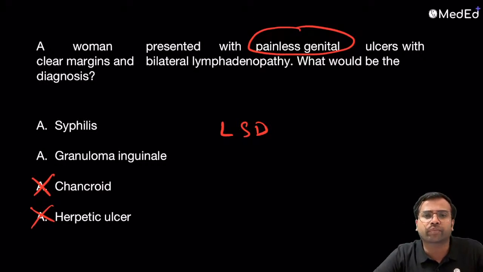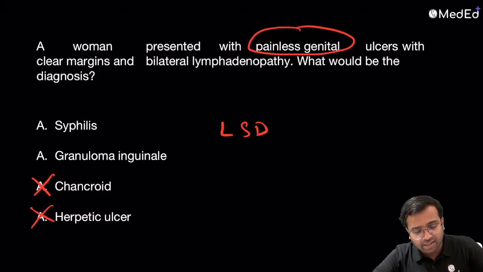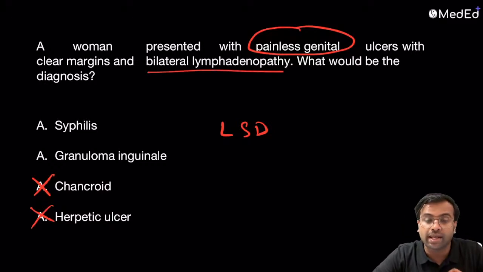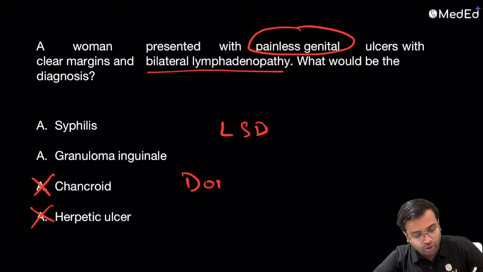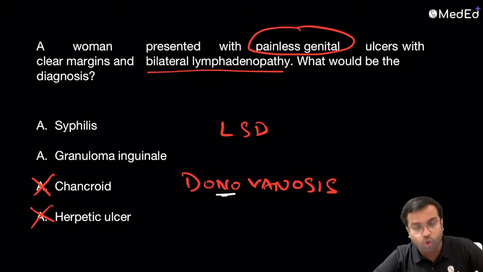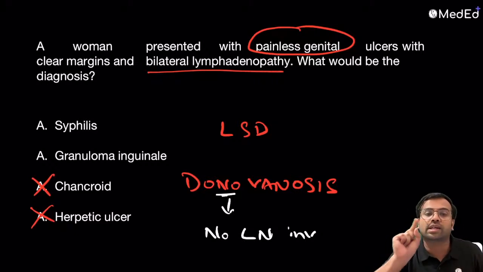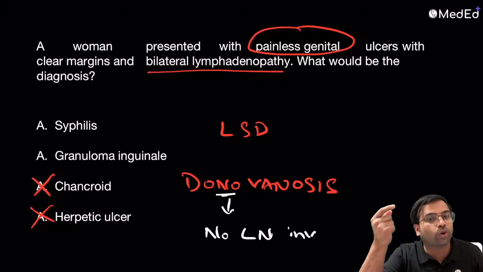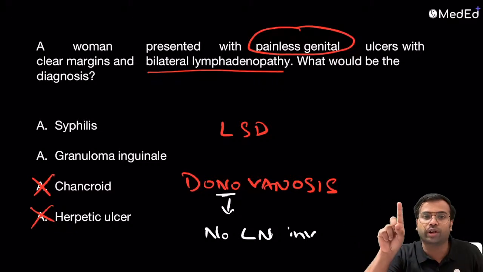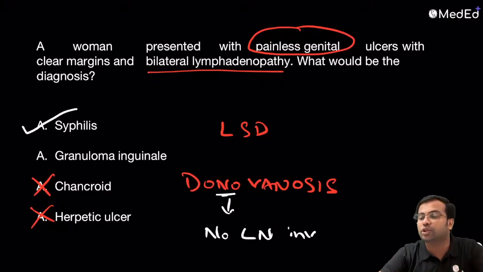Now let's go back to the question. The ulcer has clear margin and has bilateral lymphadenopathy. Remember this name, donovanosis. In donovanosis, remember, there is no lymph node involvement. Please remember this thing because in granuloma inguinale, which is also called donovanosis, there is no lymph node involvement and hence the correct answer here should be syphilis.